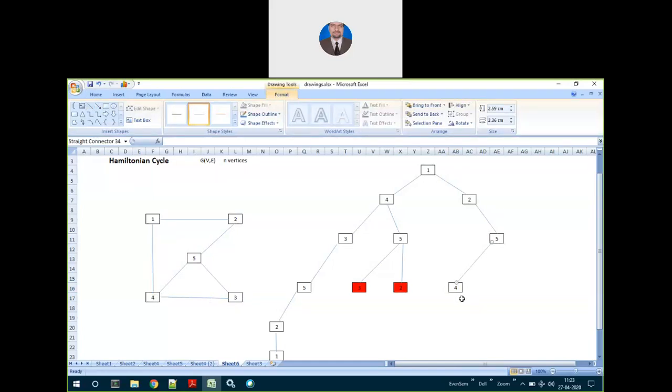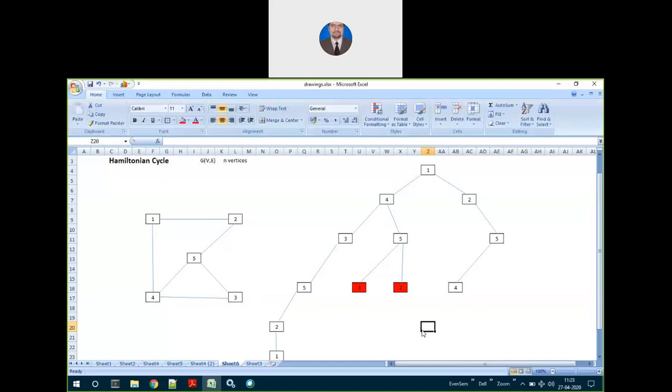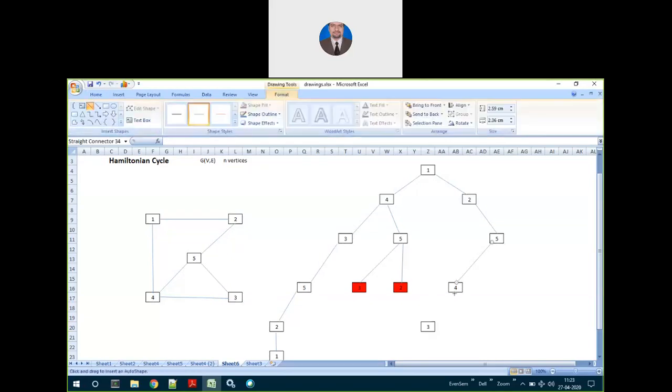So among these, what is the left out one? Left out is the third vertex. So from 4 to 3 I will try to travel this time. So 3 I will visit. From 4 to 3 I will visit, and let us join the edge between those two. So 3 to 4 are connected now. Now I have visited all the vertices exactly once.